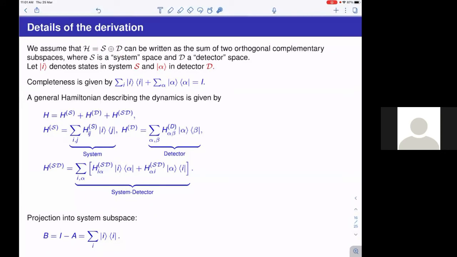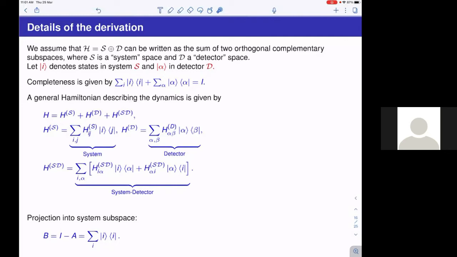Okay, so it's not really a separate detector that's coupled to the system. There's a detector region, and you're making measurements on that region. So the Hilbert space is a direct sum of the system and detector sites. Let's say i labels all the states on the system and alpha labels all states in the detector. This is my completeness relation.